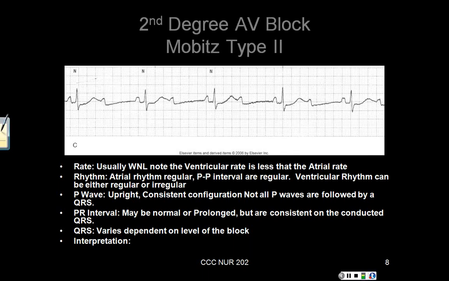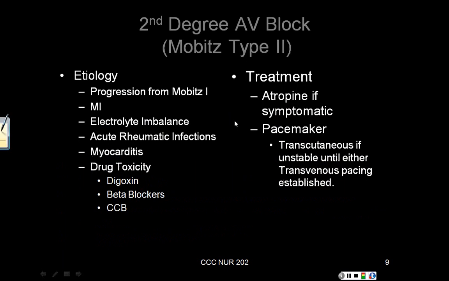2 P waves for each QRS. So this is a second degree AV block, Mobitz Type 2. The causes of Mobitz 2 are basically just like for a Mobitz Type 1: MI, electrical imbalances, acute rheumatic infections, drug toxicities, myocarditis.